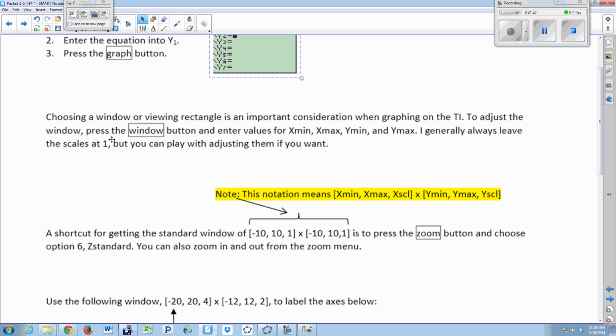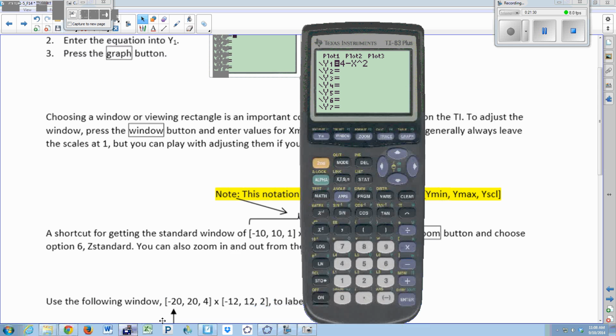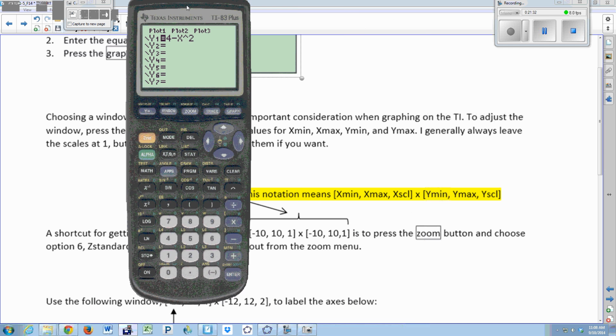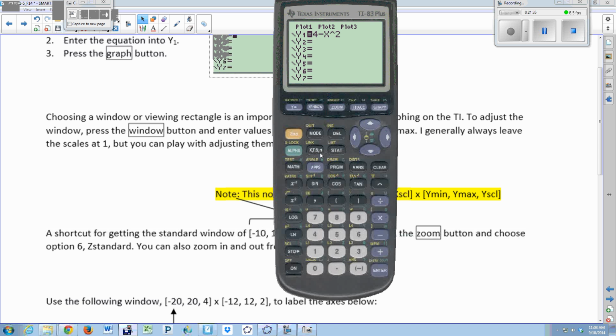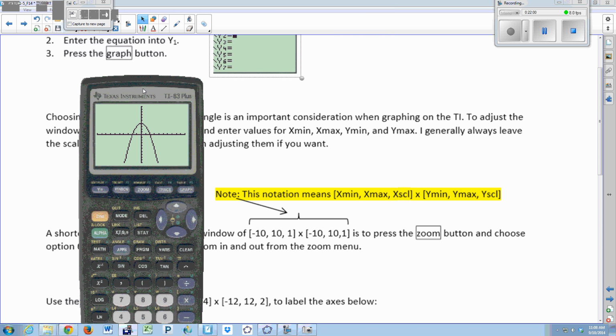So if you need to adjust the window, first of all, let me just show you that the standard window that you want to try first is to hit zoom. Right now, if you hit the button zoom right here, and you go down to 6, you can either scroll down to 6 or hit the button 6, and then you hit enter. That's going to give you a particular window. And if you're really lucky, you get your graph and you can see it and you don't have to adjust the window at all.